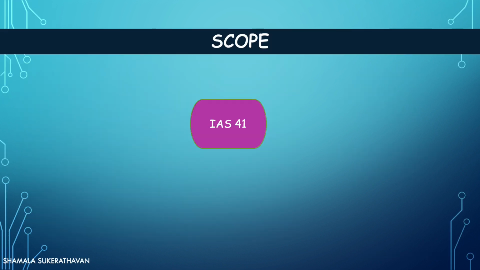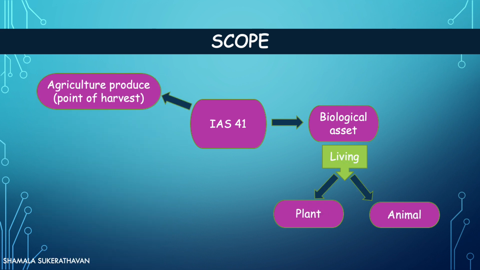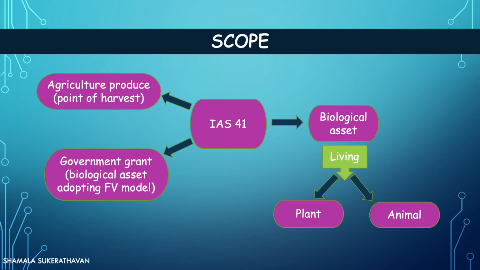IAS 41 applies to the following when they are related to agricultural activities. 1. Biological asset, that is, a living plant or animal. 2. Agricultural produce at the point of harvest. And 3. Government grants relating to biological assets measured at fair value less cost to sell.